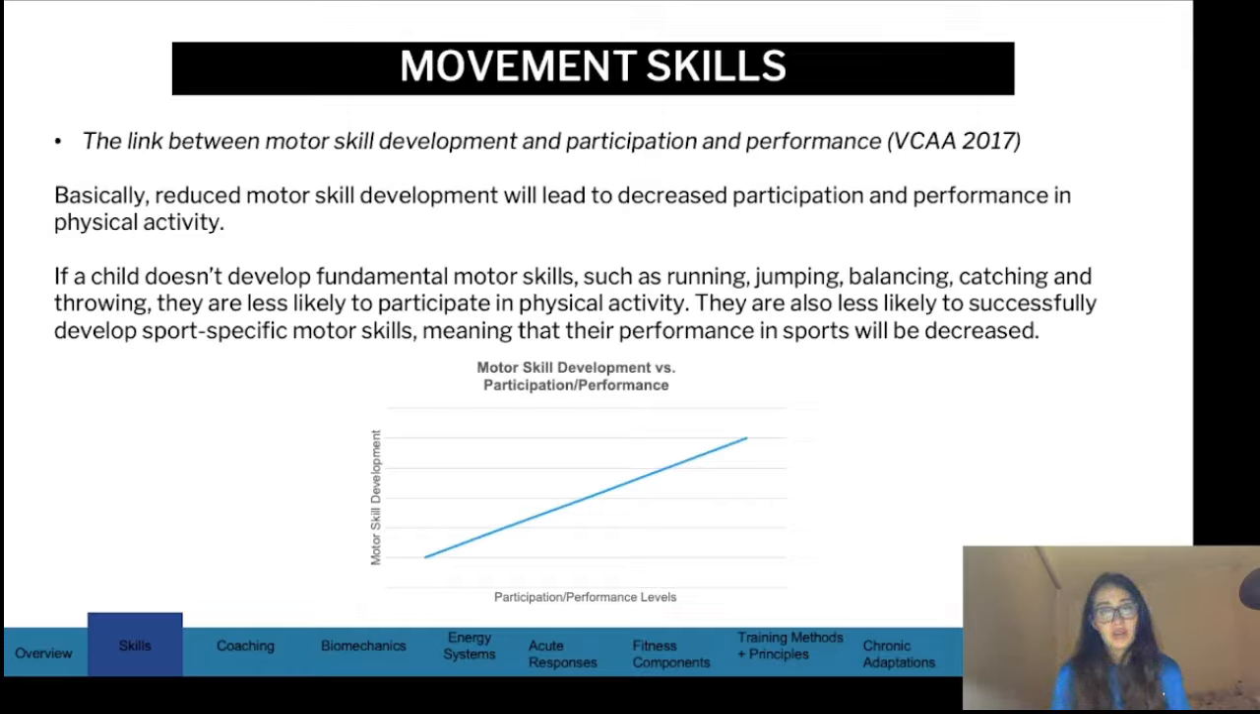A root cause of a lot of this lack of participation can be due to an absence of these core motor skills developed as a kid. So this is why it's really important to encourage younger children to participate in sports and develop things such as running skills or jumping, balancing, throwing, catching, etc.